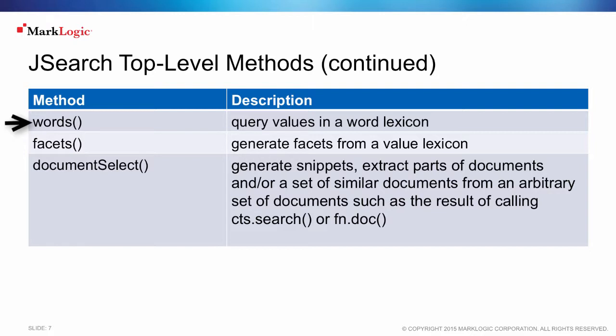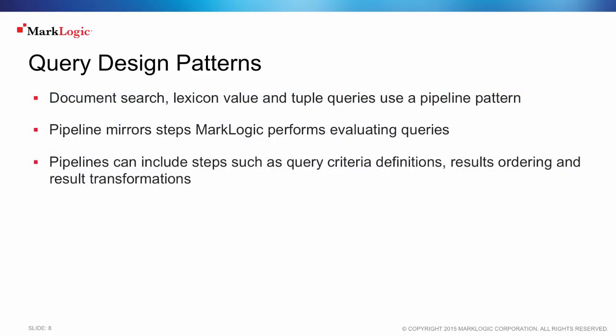Words: query values in a word lexicon. Facets: generate facets from a value lexicon. And document select: generate snippets, extract parts of documents and/or a set of similar documents from an arbitrary set of documents, such as the result of calling a CTS search function or fn.doc. This tutorial will focus on the documents top-level method.